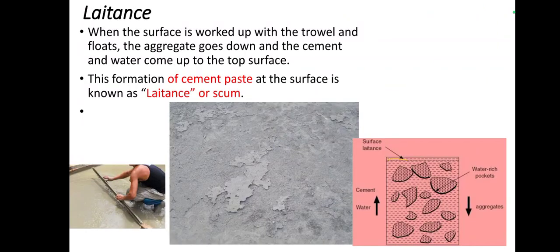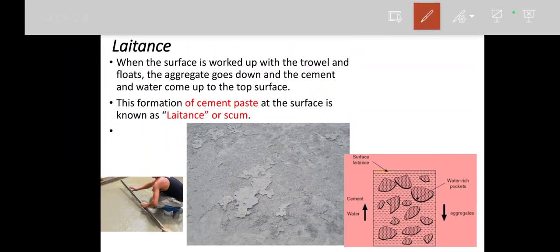So as I told, laitance is scum. Scum means a layer of cement paste. When you add more water, instead of water alone coming to the top surface, it will mix with some cement material, since it is powder, and it will form a layer. Once it dries out, you can see this type of layer, like the thin layer on milk when we boil it that comes to the top surface. It will form on the concrete surface and it can be easily removed.